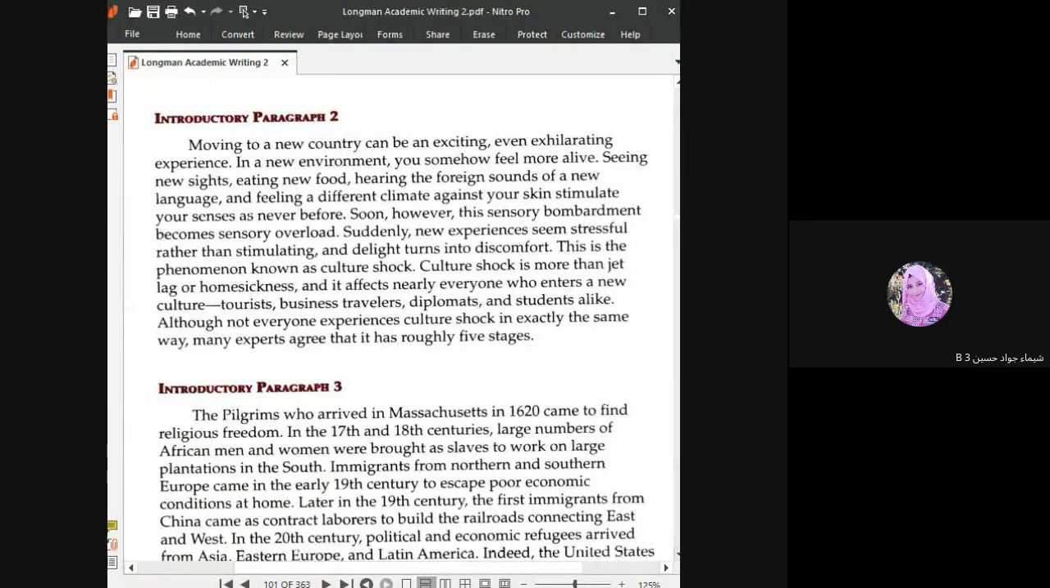Moving to a new country can be an exciting experience. In a new environment, you somehow feel more alive. Seeing new sights, eating new food, hearing the foreign sounds of a new language, and feeling a different climate against your skin, you sense everything as never before.